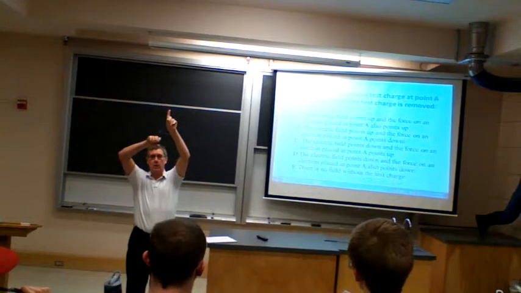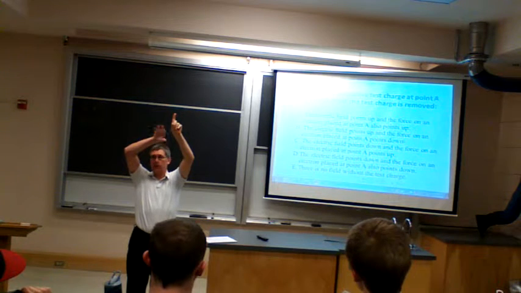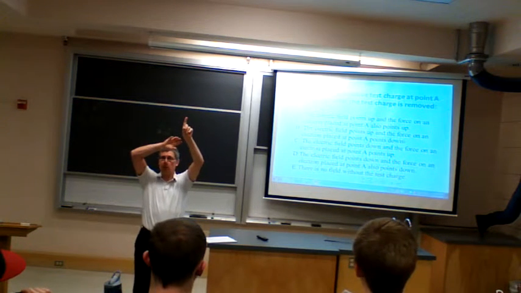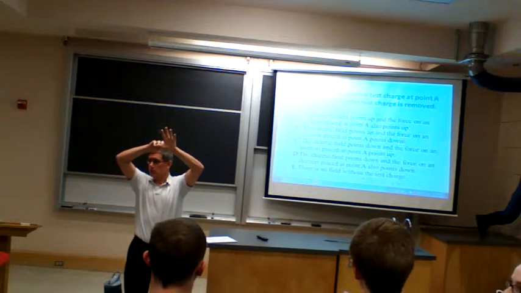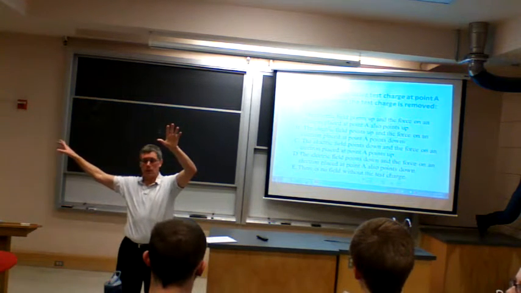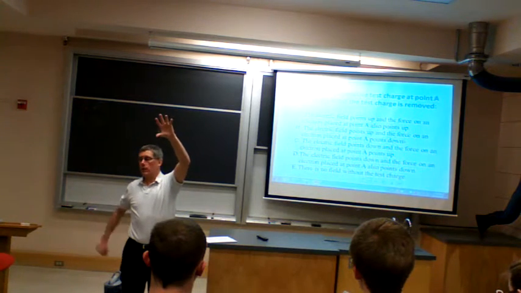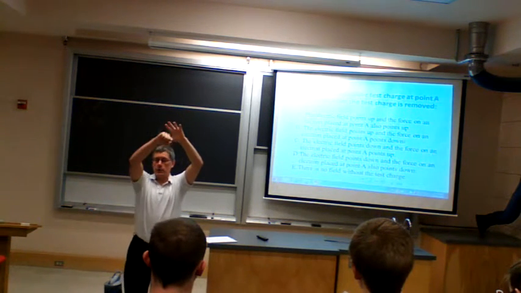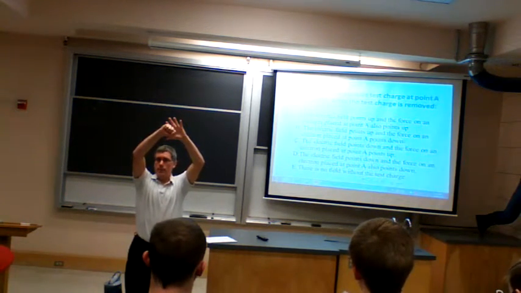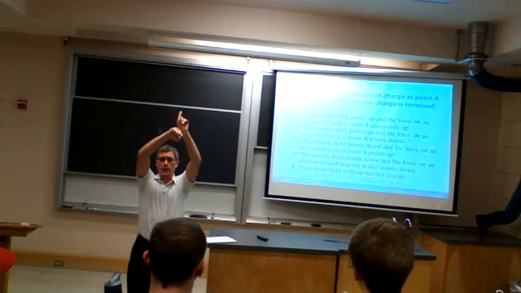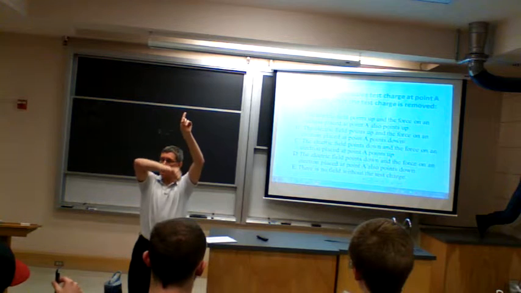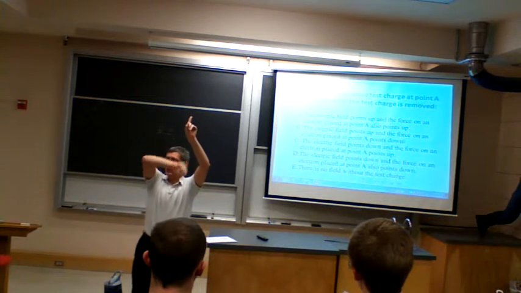The charge itself doesn't create a field on itself, so when we have a charge of interest, we're not considering the field created by that charge of interest. There's some source charge that's creating it, so that field's still there. Now we put a negatively charged object at point A. The electric field still points up, but the force on that negative charge would be in the opposite direction, negative Q times E, now down.